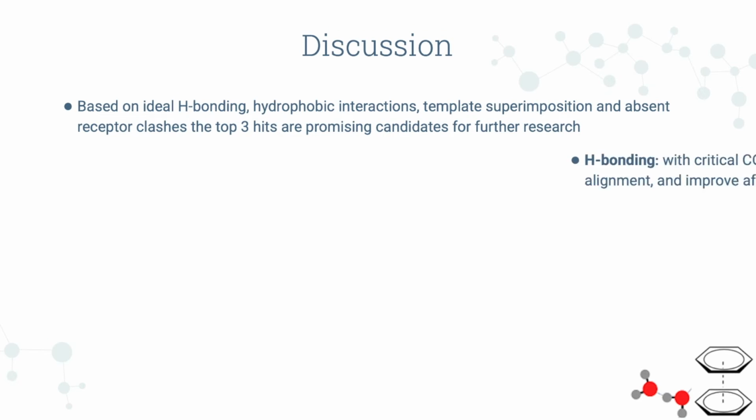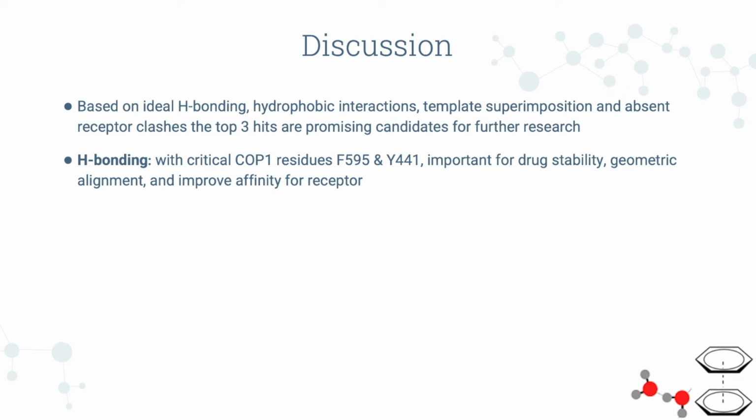It was seen that the hits established hydrogen bonds with critical COP1 residues such as F595 and Y441. The capacity of a drug candidate to form hydrogen bonds is an important criterion for determining whether it will have a favorable interaction with the receptor.